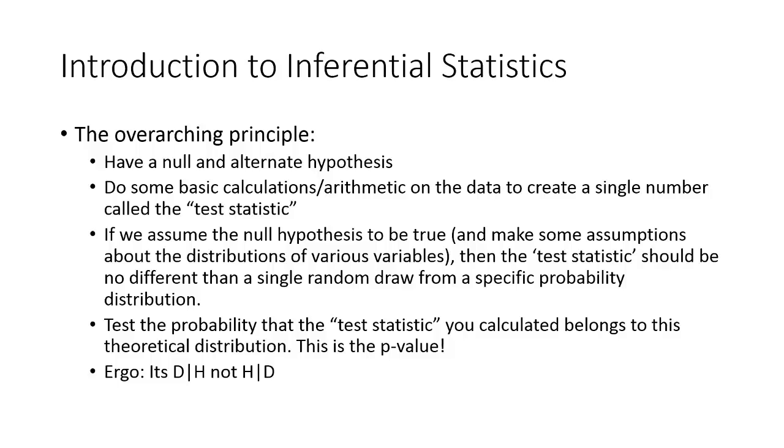Some of you might have heard of these tests like t-test, z-test, chi-square test, f-test, ANOVA, and so on, and we'll go through each of these tests, but here is the overarching principle with respect to hypothesis testing. It's to have a null hypothesis and an alternate hypothesis.